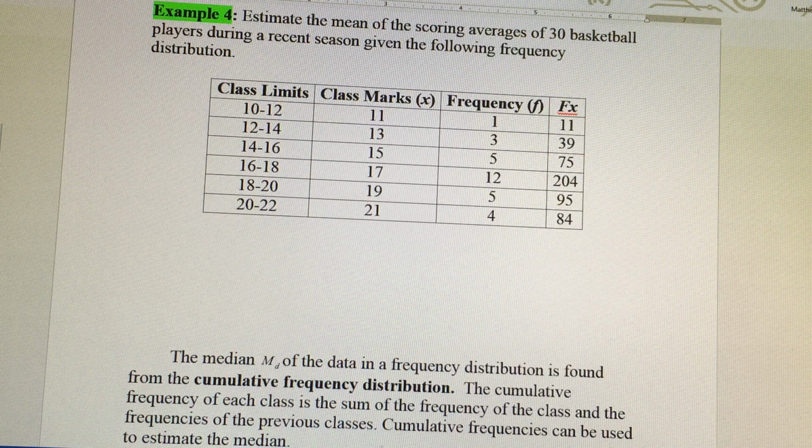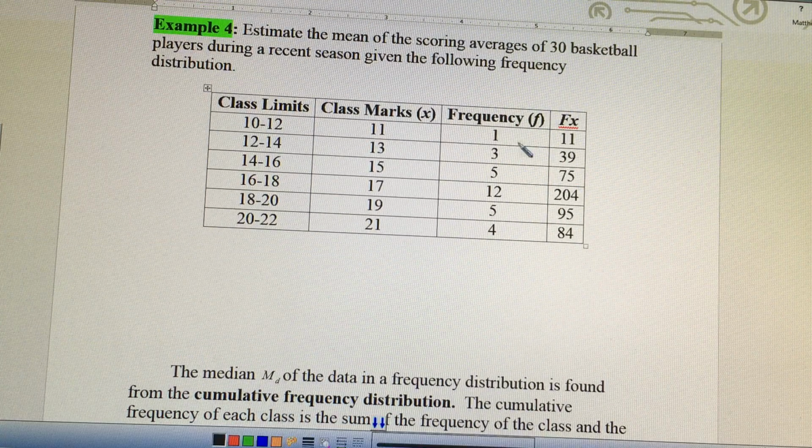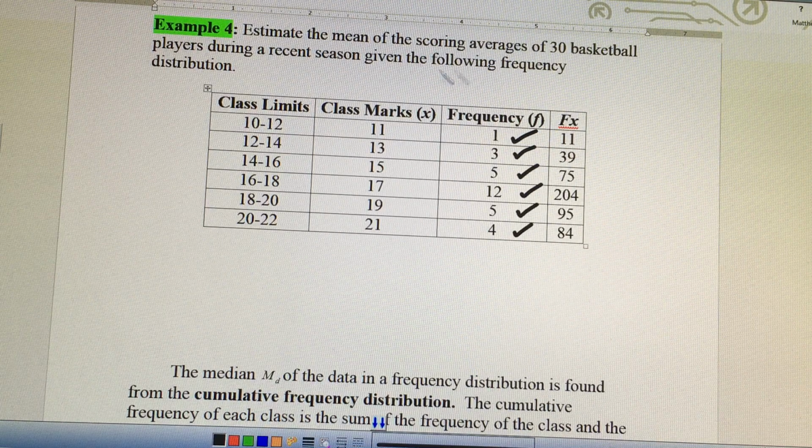So what this table represents is, if you look at the third column right there, you'll see that one person scored between 10 and 12 points. We had 3 people average between 12 and 14 points. We had 5 people between 14 and 16, 12 in the next category, 5 in the next category, and 4 in the next category. And we don't know all of their actual averages. We just know that this is how many people were in each one of these categories.